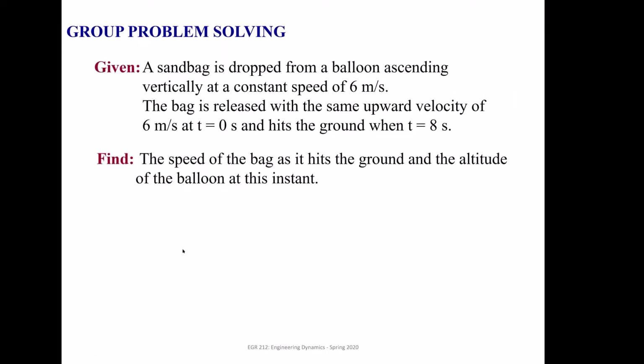Okay, for the next problem, we have a sandbag dropped from a balloon, and it's ascending at a constant speed of 6 meters per second. The bag is released with the same upward velocity of 6 meters per second at t equals 0 seconds, and hits the ground when t equals 8 seconds. So we're looking for the speed of the bag as it hits the ground, and the altitude of the balloon at this instant. Okay.